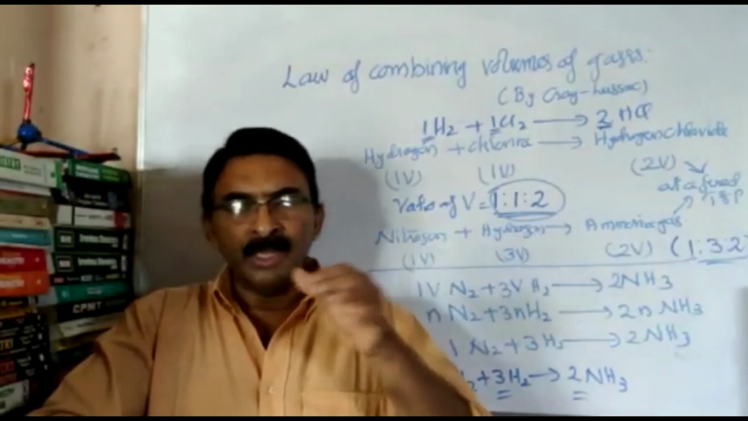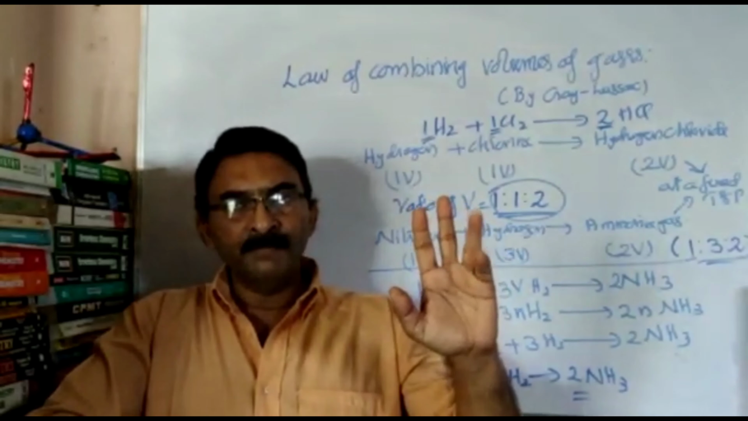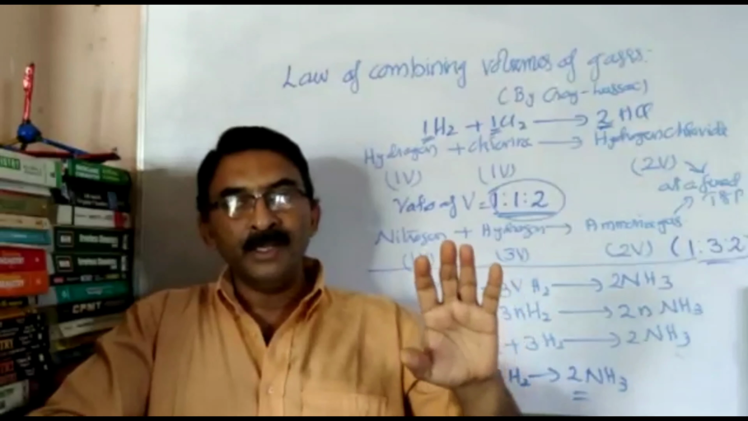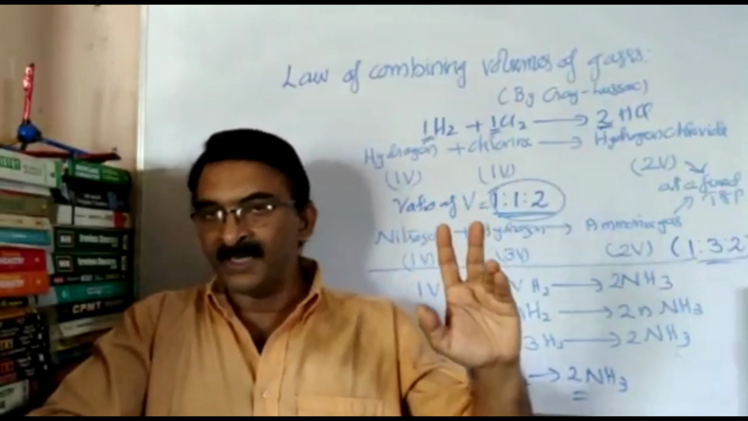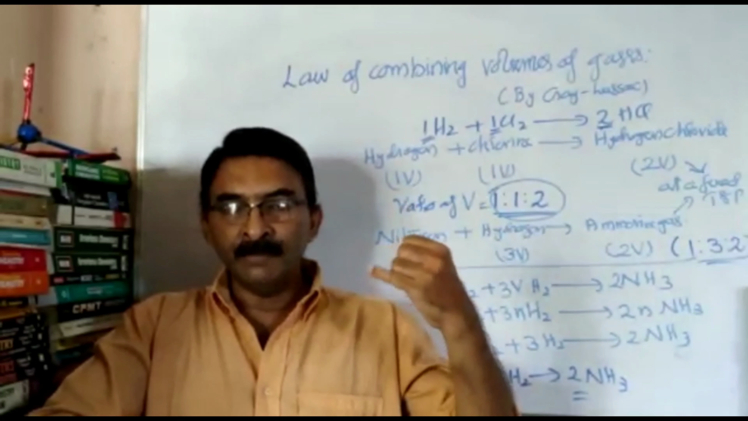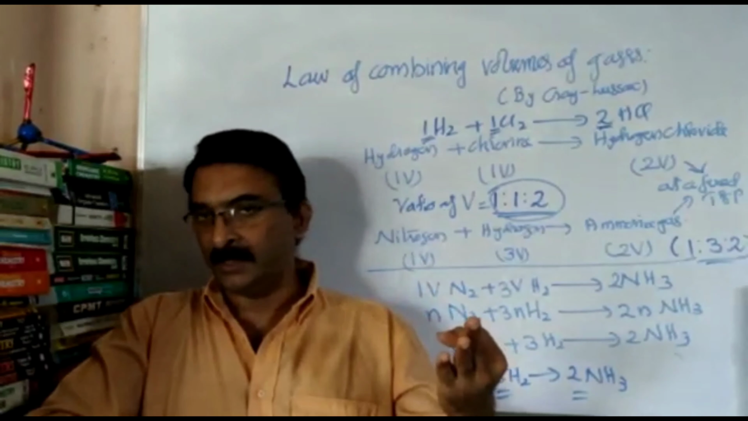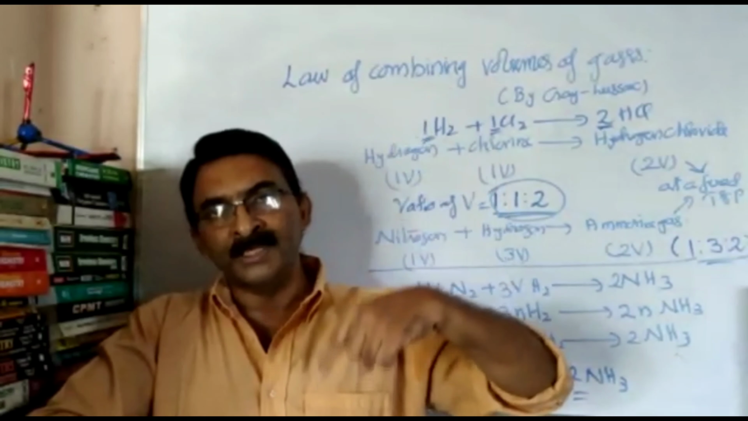For gases, we consider only 4 physical variables: temperature, pressure, volume, amount. In this particular statement, it is mentioned that same temperature, same pressure, same volume. If you are considering 2 gases, their temperature must be the same, pressure must be the same, volume must be the same. Then it is quite natural that the 4th variable will also be the same.